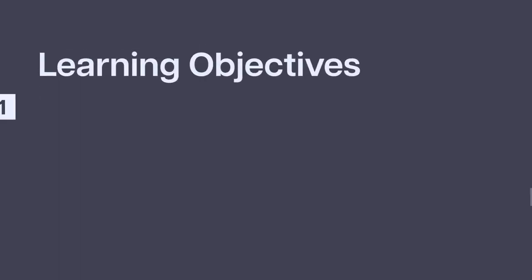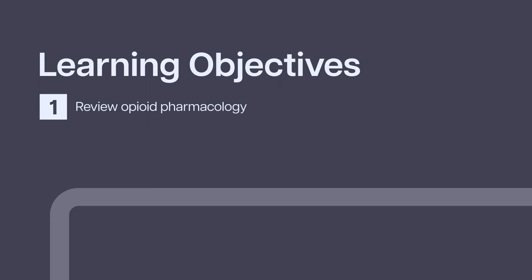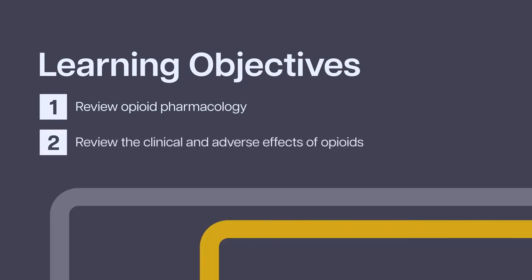The two main learning objectives are to review opioid pharmacology and review clinical and adverse effects of opioids.